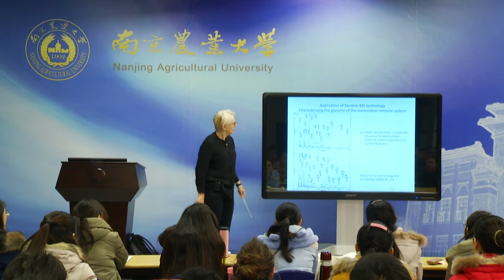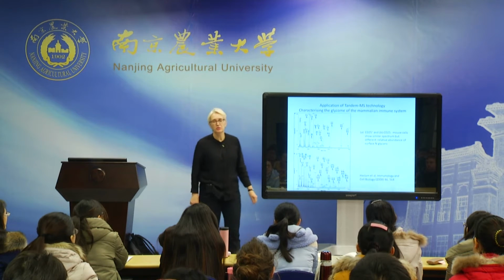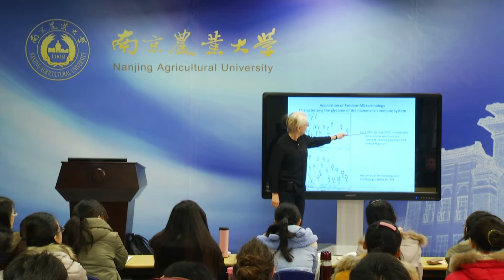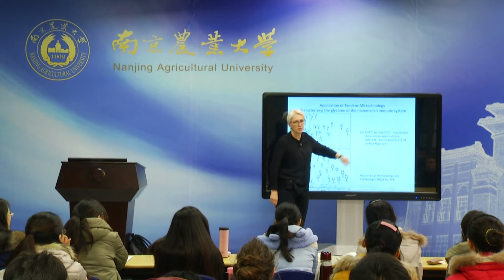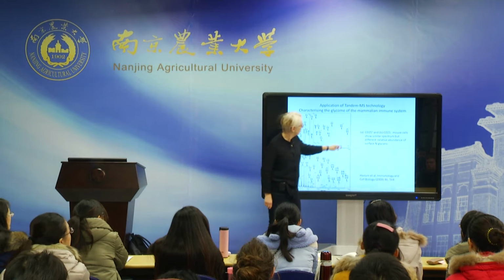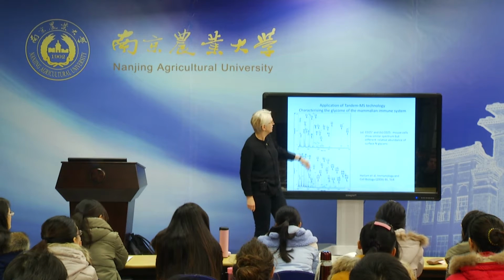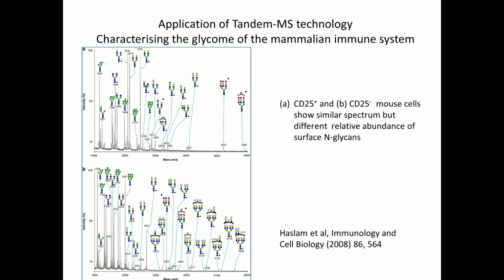You might, for example, want to take two different cell lines. So these are two mouse cell lines. One has CD25, one of these immune molecules, and one doesn't. What they wanted to do is really characterize the glycome of mammalian immune systems. So they wanted to show what happens when you knock out a particular protein. How does the glycosylation change?